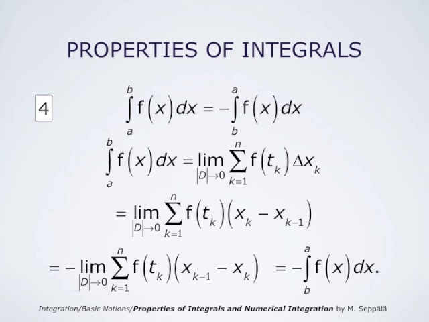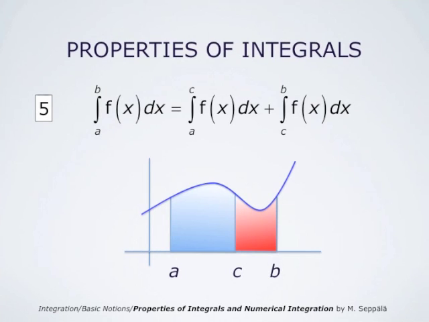And this is the negative of the integral from b to a of f(x) dx. Therefore, this fourth property comes immediately from the definition. The fifth property of integrals says that the integral from a to b of f(x) dx equals the integral from a to c of f(x) dx plus the integral from c to b of f(x) dx.